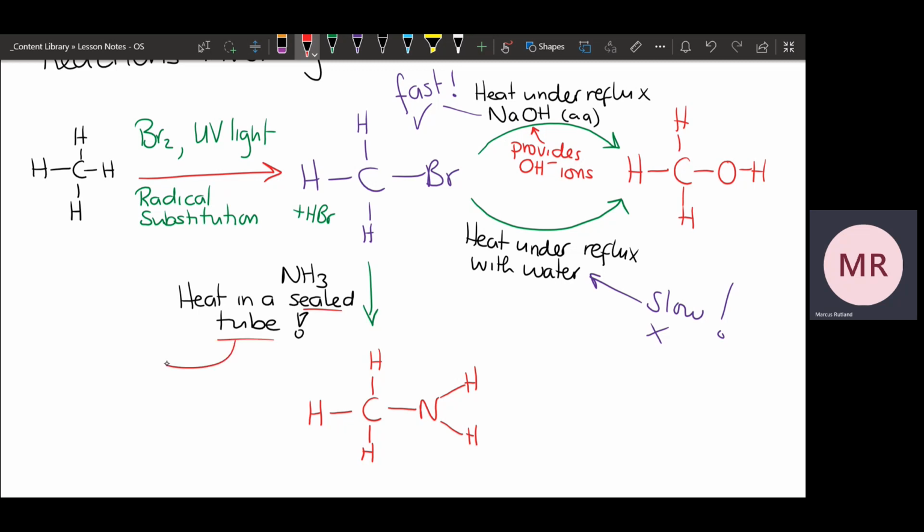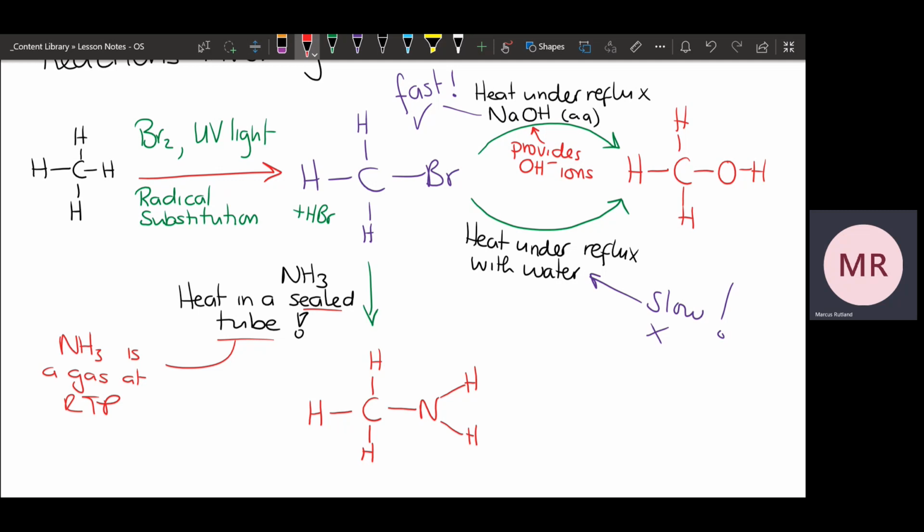The point here is that ammonia is a gas at RTP. So there is no point heating under reflux. Heating under reflux has that condenser, the vertical condenser up above the flask. Things that evaporate when the mixture's boiling go up into the condenser, are cooled down by the cold water in the cooling jacket, turn back into a liquid and fall back down into the flask.